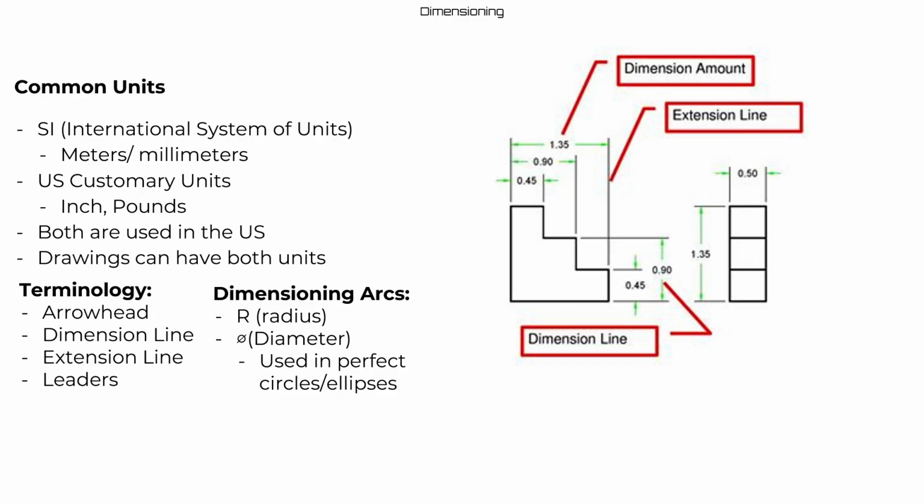Both of these units will be used in a lot of drawings, and sometimes they could be used at the same time. So just make sure of that. So we have some terminology that we need to make sure of. So we have arrowhead. Our arrowhead is basically, you see those green arrows, those are basically pointing to where the dimensions are going to be.